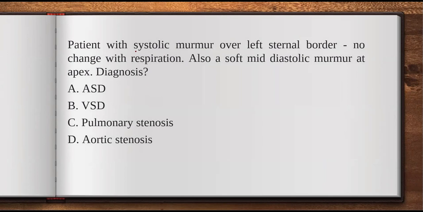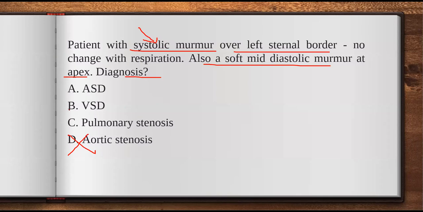So, patient with systolic murmur over the left sternal border, no change with respiration. Also, there is a soft mid-diastolic murmur at the apex. What is the diagnosis? Now, you have got a patient who is having two types of murmur. One is systolic murmur at the left sternal border.